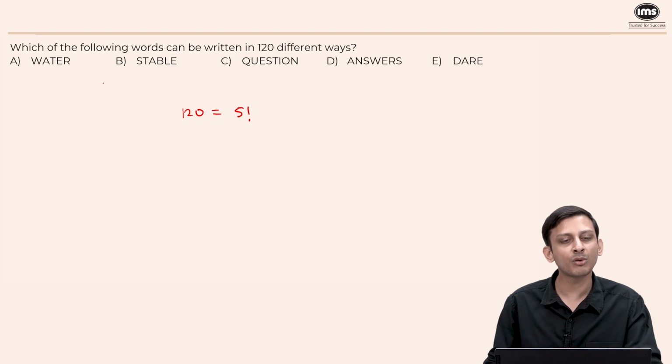So we simply have to scan the options and look for that option in which the word has 5 different letters. And we will get that immediately in the first option, WATER. 5 different letters which can be arranged in a straight line in 5 factorial ways, which is 120 ways. And therefore the answer is option A. So we did not again have to write down anything for this question. We could have solved it mentally.